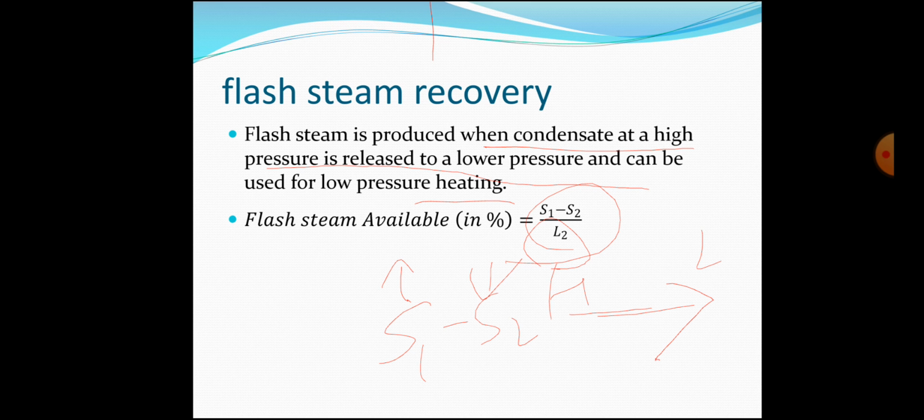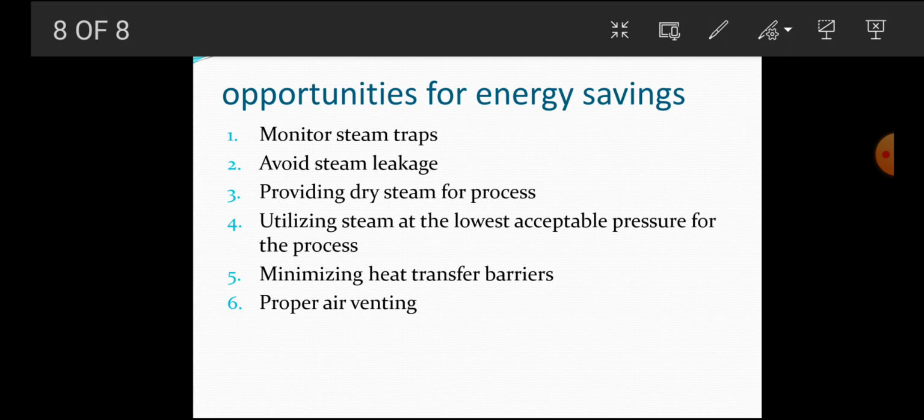Then the next topic is opportunities for energy savings. So what are the main opportunities? It is our main goal of ECM, energy conservation and management, to find where we can save the energy. There are a total of 6 points where we can investigate to save energy. First is to monitor steam traps. Whatever steam traps we have installed, we need to monitor them.